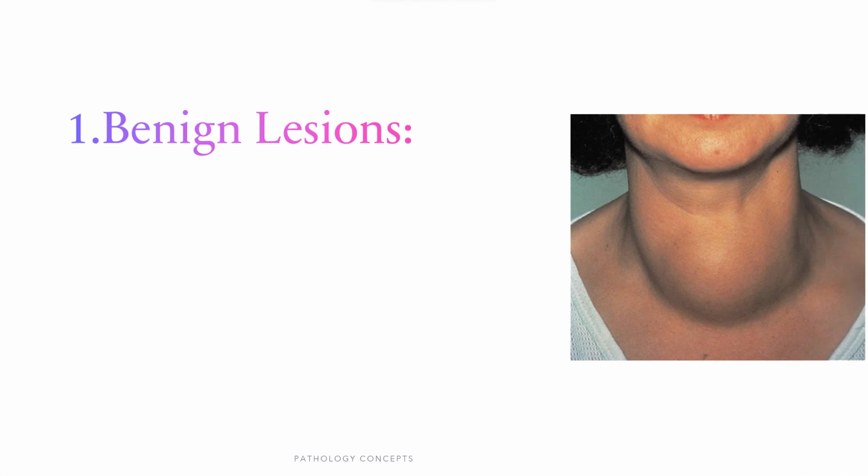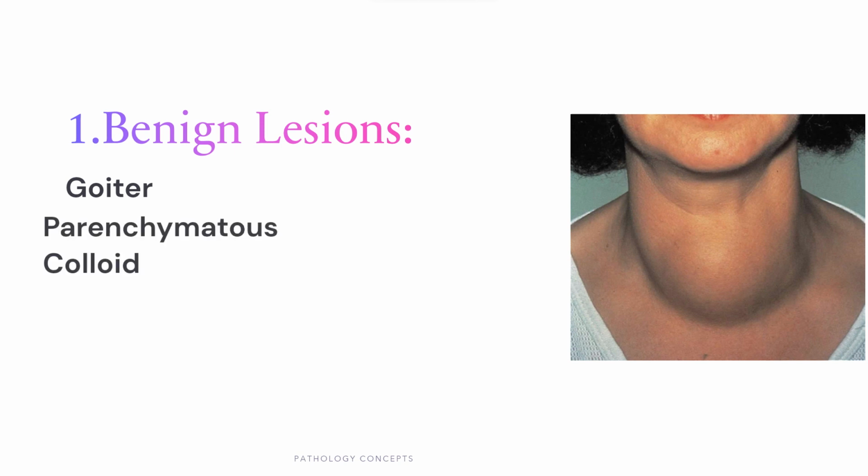Now let's learn the pathology. First is benign lesions. The most common benign lesion associated with the thyroid gland is goiter. Goiter is an enlargement of the thyroid gland, which is a disease state. There are two types of goiter. First is parenchymatous goiter and second is colloid goiter.